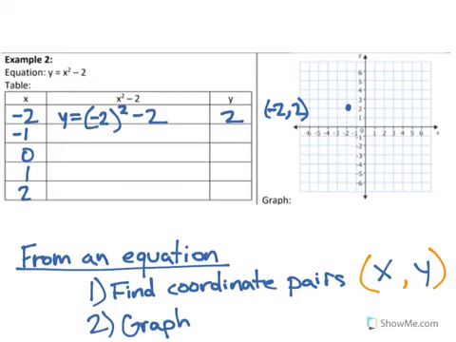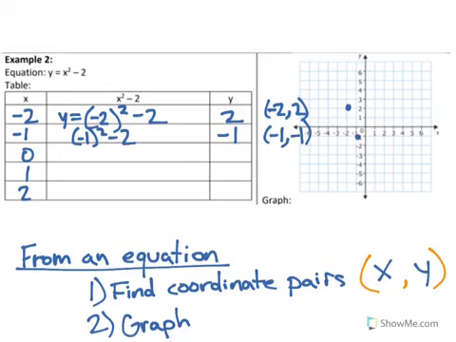And that's going to be our first point at (-2, 2). Alright, on to the next one. And you don't have to write y equals every time. We have -1 squared minus 2. So -1 times -1 is +1, minus 2 is -1. So we have a point at (-1, -1), which means that we're going to go left 1 and down 1, and there's going to be another point right there.